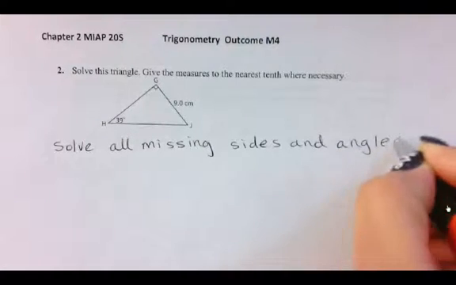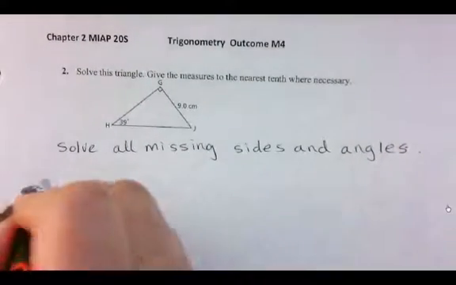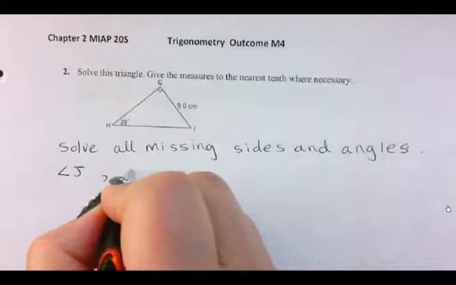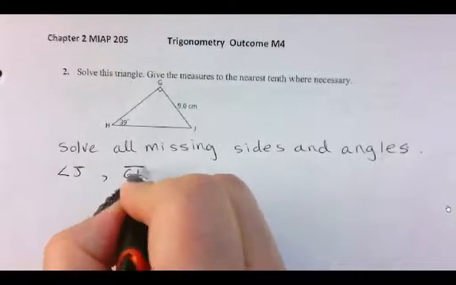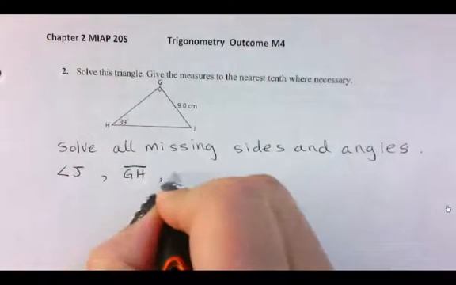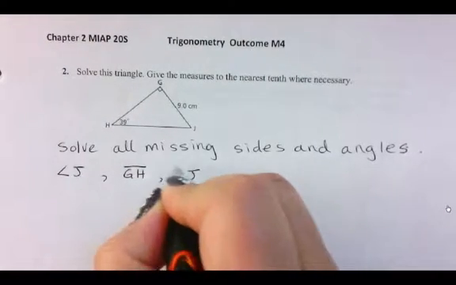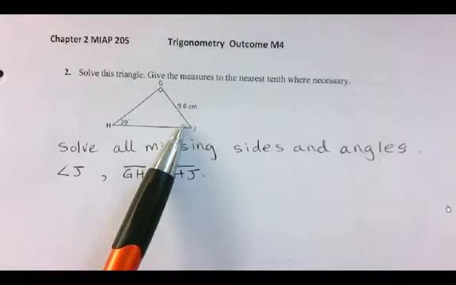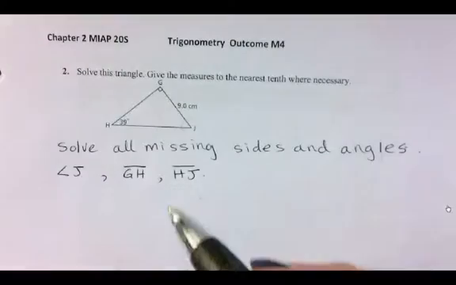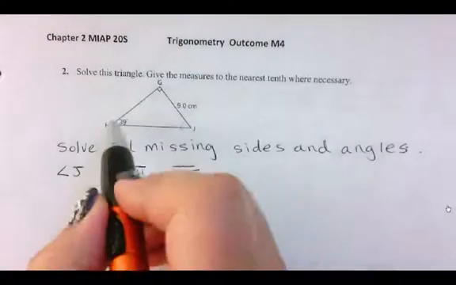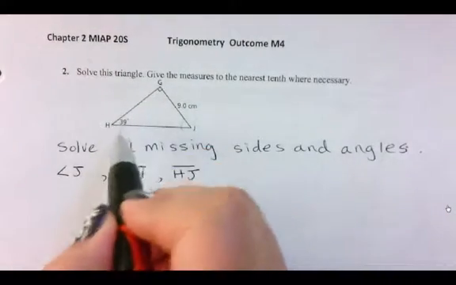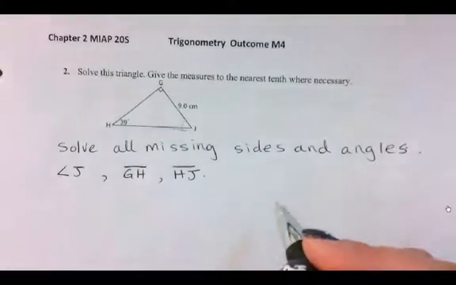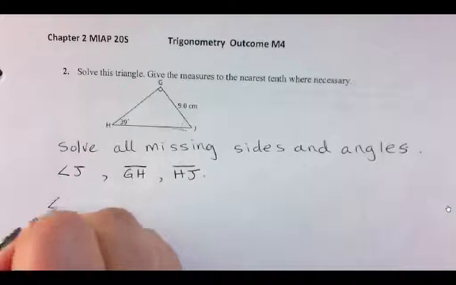angles. So eventually I'm going to have to figure out angle J. I'm going to have to figure out side GH. I'm going to have to figure out side HJ. Those are the things that I need to figure out. So angle J is right here. That's right there. And then this is GH right here. And this is HJ. Okay, so the easiest thing to do first is to figure out angle J.